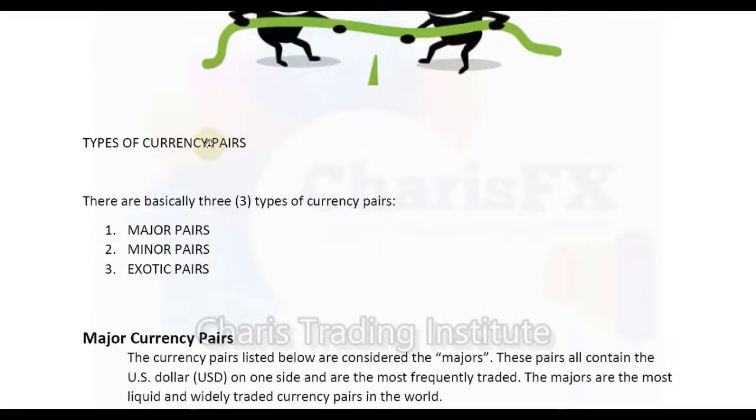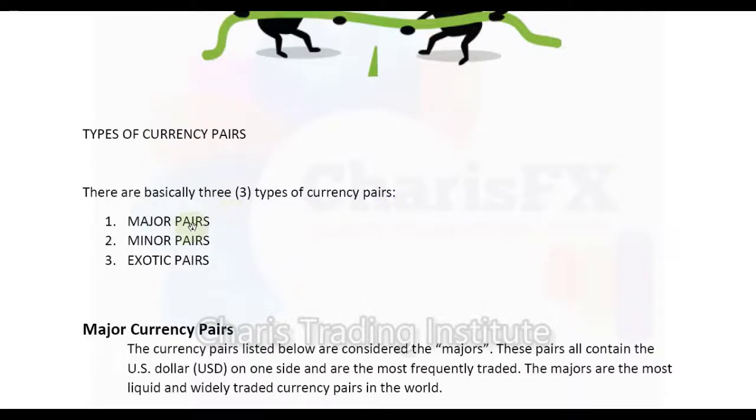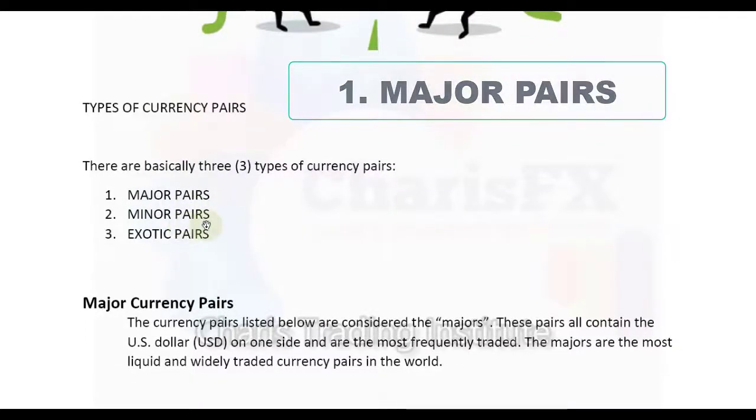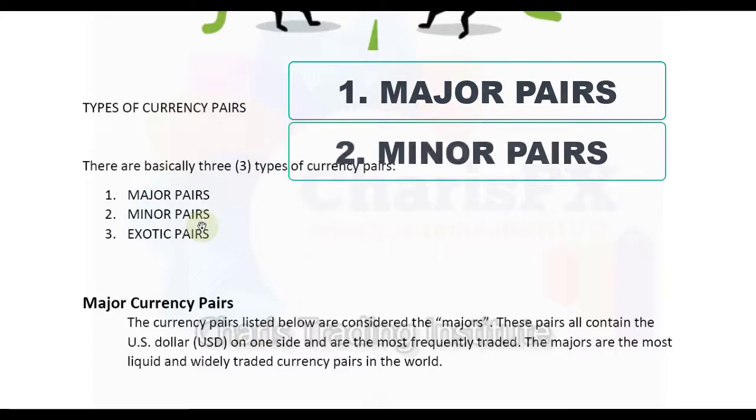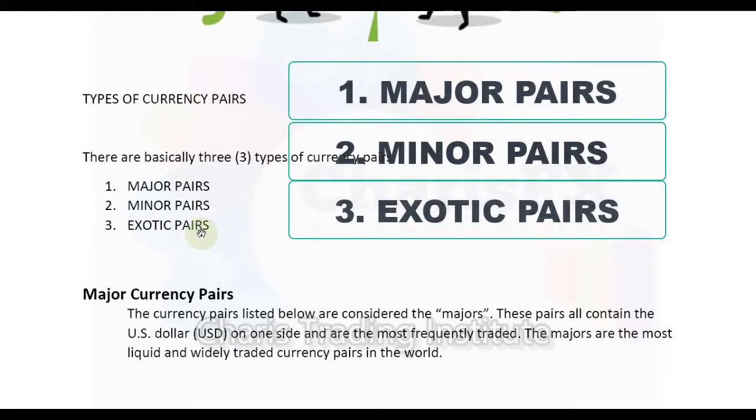So let's look at the types of currency pairs. There are basically three types of currency pairs I'd like you to learn about. Number one, the major pairs. Number two, the minor pairs. And number three, the exotic pairs.